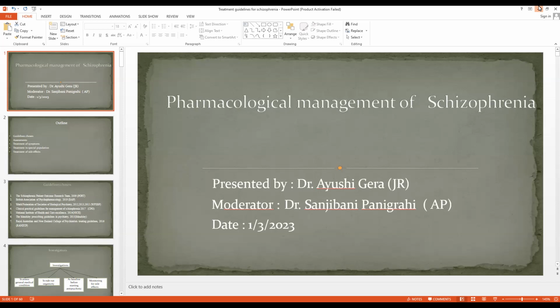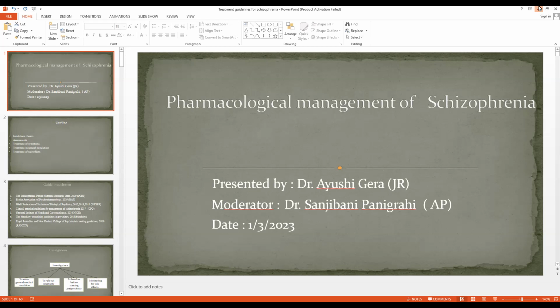So the various long-acting preparations that we have are second generation and first generation. For the second generation, we have risperidone microspheres, paliperidone, and olanzapine. For olanzapine, the dose interval is 2 to 4 weeks. The first dose is either 210 milligrams, which should be repeated in 2 weeks, or 405 milligrams, which should be repeated in 4 weeks.